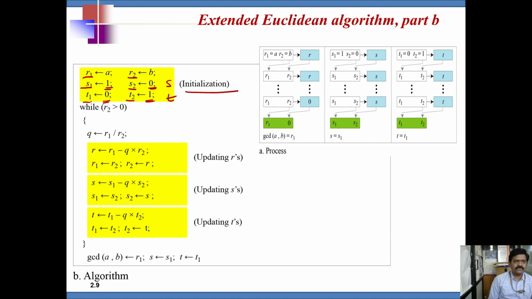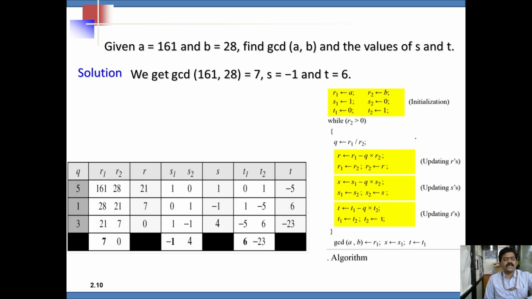And subsequently, when we enter into the looping structure, we are going to execute this loop till R2 is greater than 0, and we find the quotient by calculating R1 by R2, and this is how we update R to find the GCD, and this is how we update S. S is calculated as S1 minus Q into S2, and similarly T is also calculated as T1 minus Q into T2, and we update S1 is equal to S2 and S2 is equal to S. The way we have seen the process for GCD calculation, the same process is for both S as well as T. Let us look at one example.